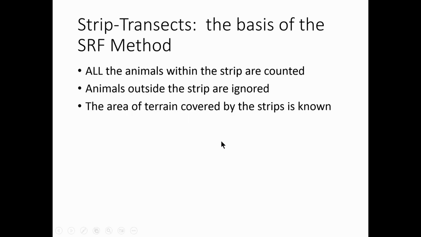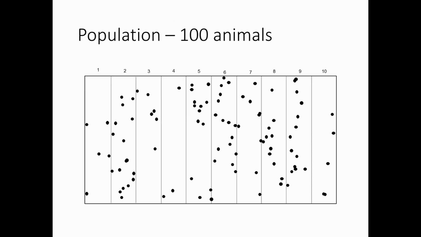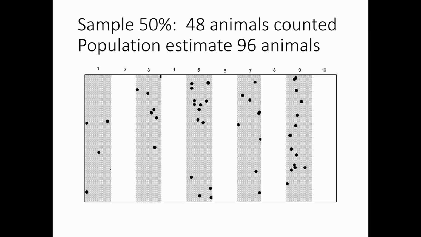So the strip transect, the basis of the SRF method: all the animals within the strip are counted. Animals outside the strip are ignored, and the area of terrain covered by the strips is known. So let's imagine we have a population of 100 animals. Here they all are, in a nice square survey area, and you have a series of transects across the area, all equal sized. Each one has 10 transects across this area.